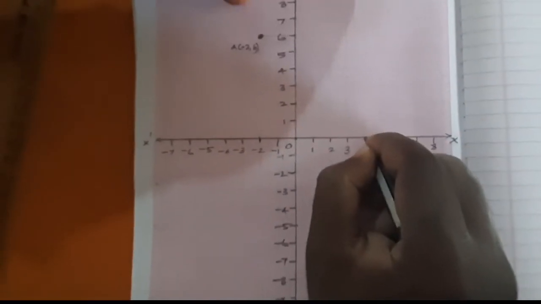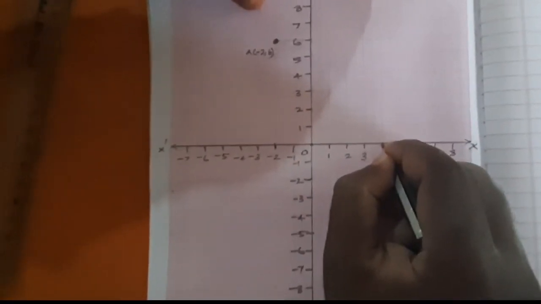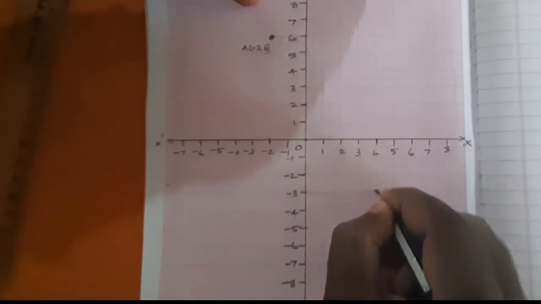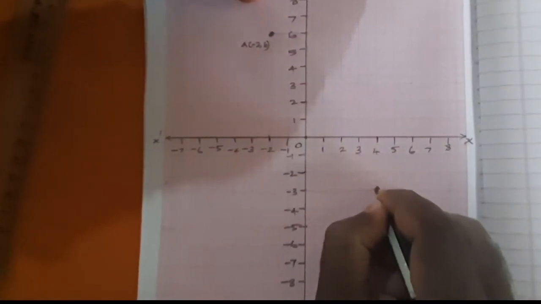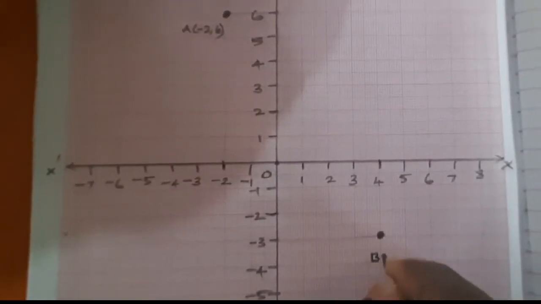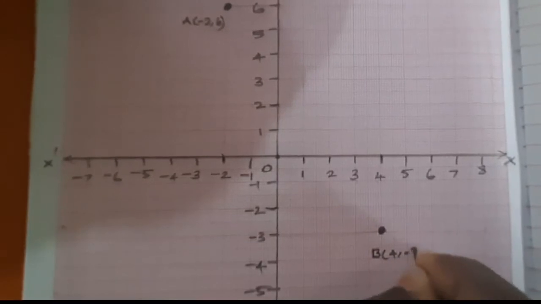Okay, next (4, -3). x-axis 4 here, and y-axis -3 is here. So the line joining the point here, you can see the line from 4 and -3. So the two lines meet here, and this point is B (4, -3). So this is the way of plotting the points.